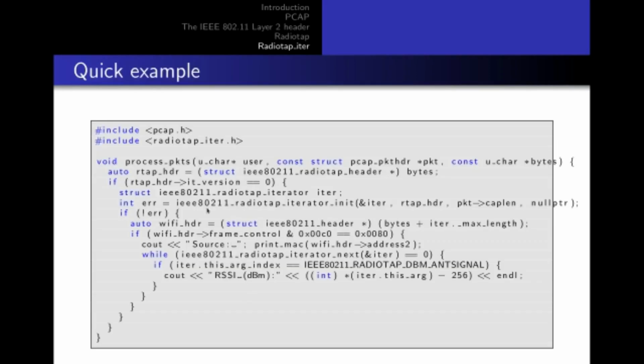A quick example is here. You process the packets, so you have the Radiotap header, you check the version, you initialize the iterator, you find the RSSI value, and at the end of the Radiotap header, so it's here, you compute its offset, you find both flags for to DS and from DS. We filter to have only frames from the mobile client to the access points. Then we try to get the RSSI.